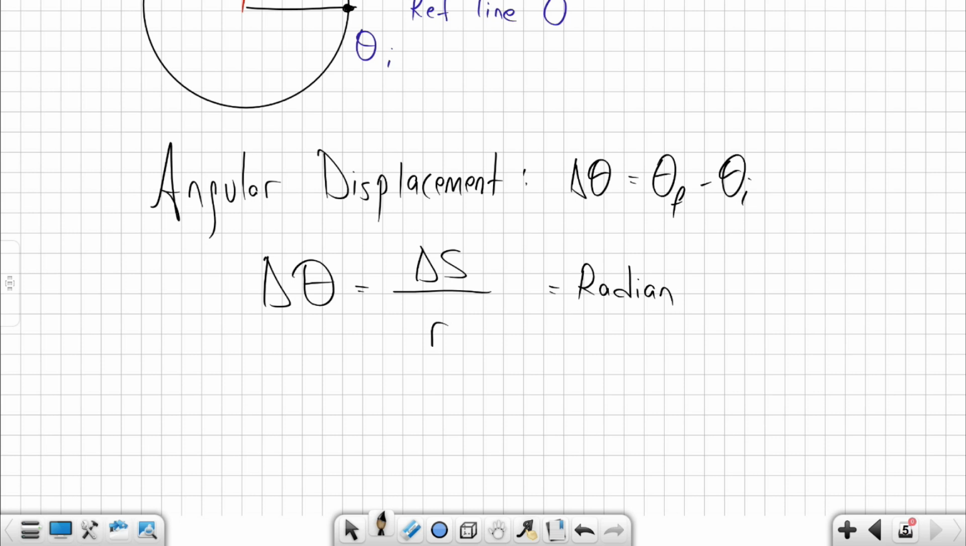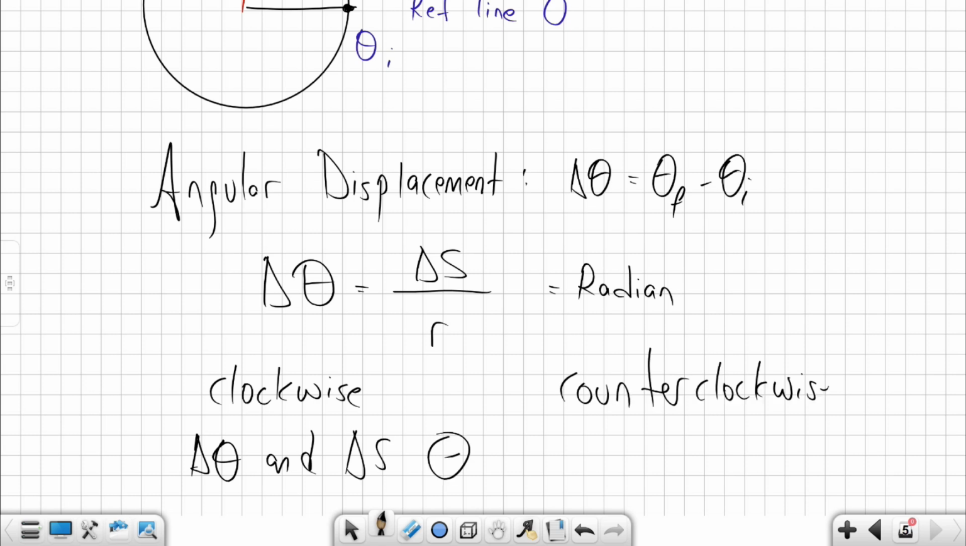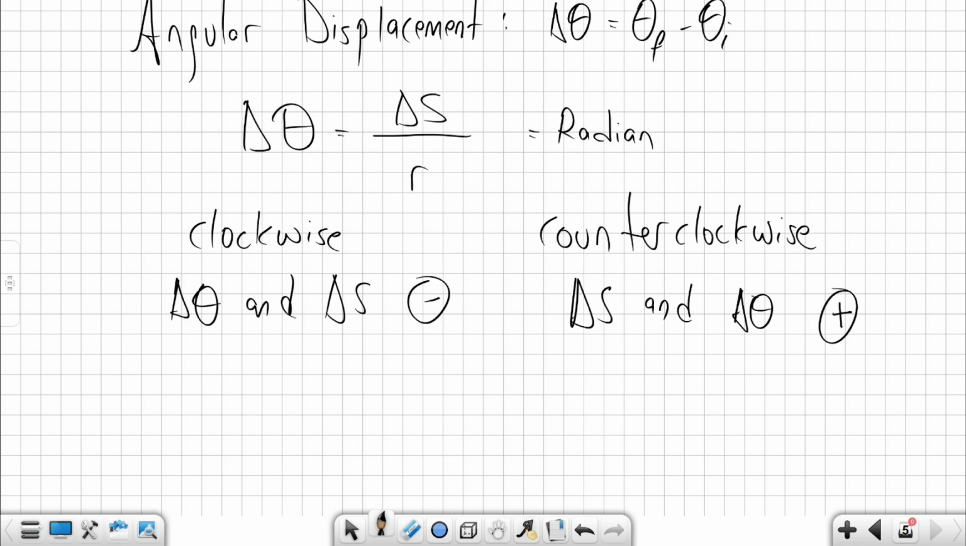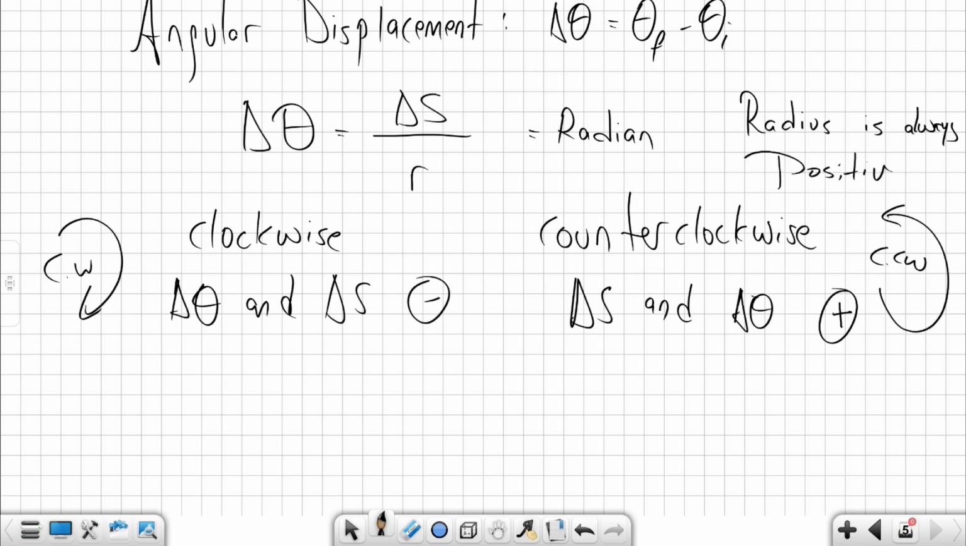We have two types of rotation: clockwise and counterclockwise. In the clockwise direction, both delta theta and delta S are negative. But in the counterclockwise direction, both delta theta and delta S are positive. So the clockwise direction is like that, and the counterclockwise direction is like that. The radius is always positive. It can never be negative. Always remember that delta S is the traveled distance or traveled path.